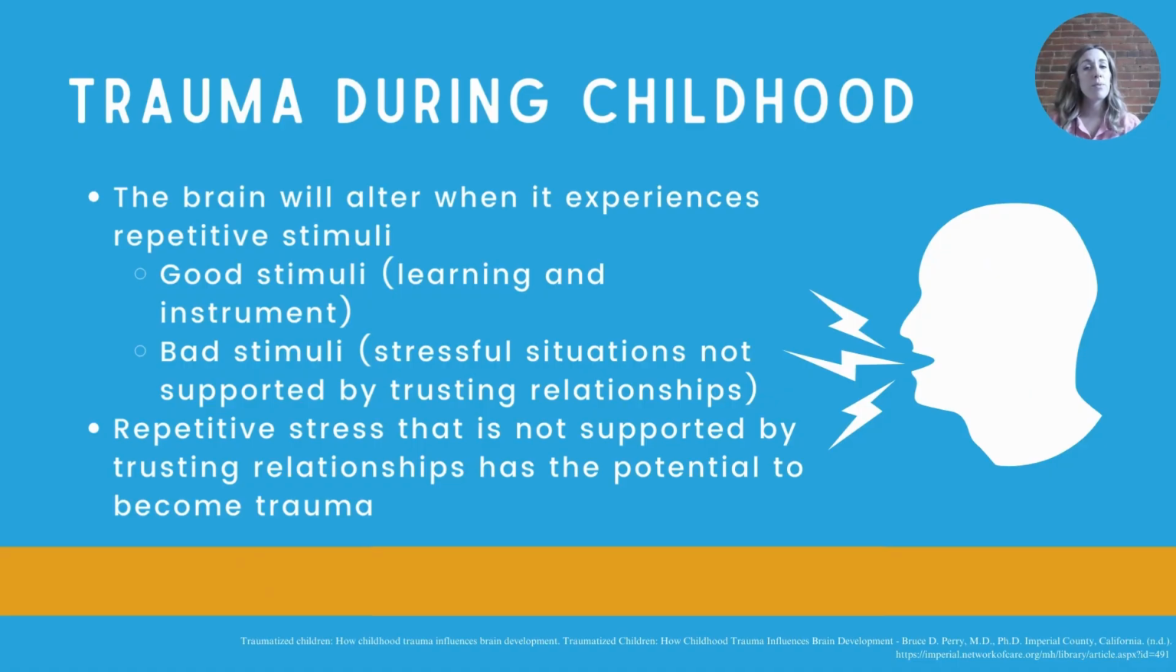We want to take a moment and focus on childhood trauma. Children's brains are in developing stages for quite some time. During this time, any repetitive stimuli can affect the brain, both good stimuli and bad stimuli. The good can be something like learning an instrument or even just listening to music. The bad can be experiencing a stressful situation and not being supported during that situation by a trusting relationship. It's the bad stimuli that is repetitive and not supported by this trusting relationship that has the potential to be stored as trauma in the brain.